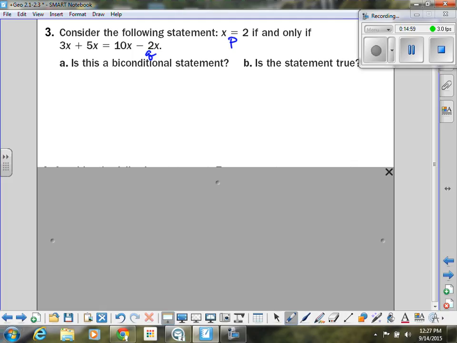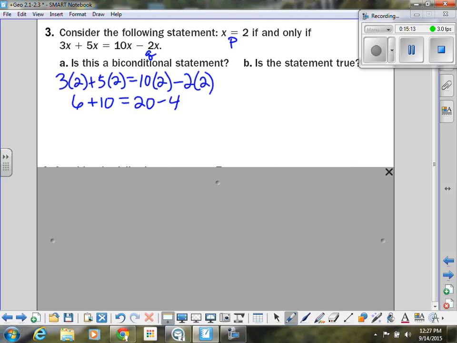I'm going to plug in 2 for all the x's and see if that works. So I'm going to have 6 plus 10 equals 20 minus 4. I'm getting 16 equals 16, and that's true. So if P then Q is true, and now we have to do the converse: if Q, then P. What does that mean I have to do?